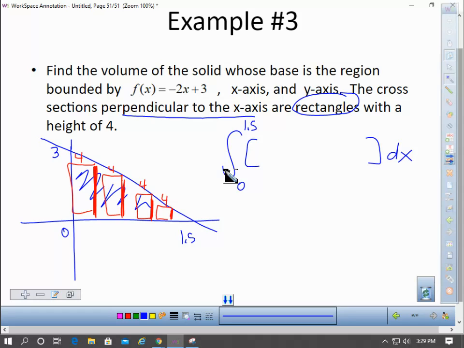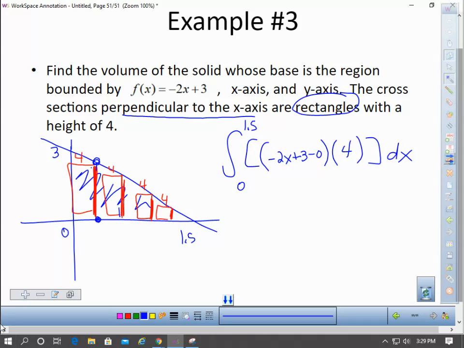So I need the area formula of a rectangle, which is base times height or length times width, whichever way you want to think of it. So base times height. Well, I know every rectangle's height is going to be 4, okay? But what's the length or the base of every rectangle? Well, these are the bases of every rectangle, this distance here. So what's determining the length of each rectangle is top curve minus bottom curve, right? So that's going to be the line minus 0. So negative 2x plus 3 minus 0.